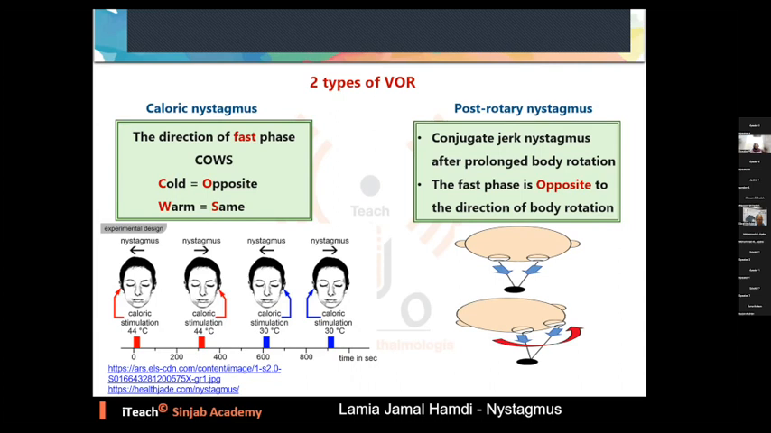The other type is the postrotary nystagmus, conjugate jerk nystagmus after prolonged body rotation. The fast phase is opposite to the direction of the body rotation.